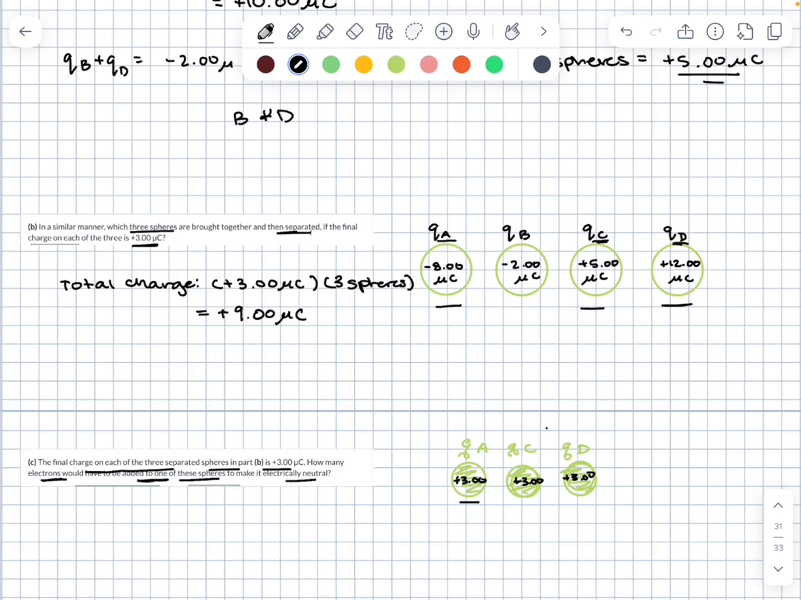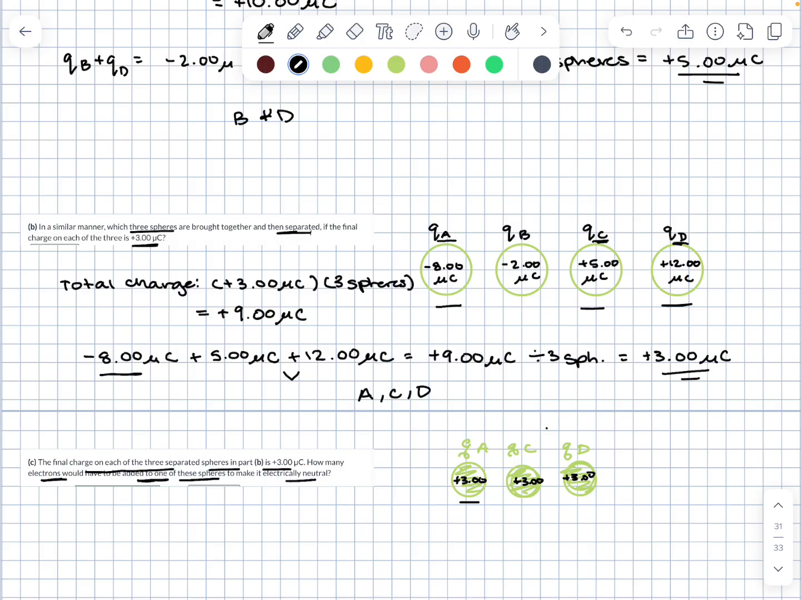So if we have, for example, sphere A is negative 8 microcoulombs, we're going to add that to the positive 5 charge from sphere C, and then the positive 12 charge from sphere D. If you plug that into your calculator, we have 17 here, and then minus the 8 gives us a positive 9 charge, and then divided by 3 spheres, that equals a positive 3 microcoulombs for each of the spheres. So our answer here would be spheres A, C, and D.